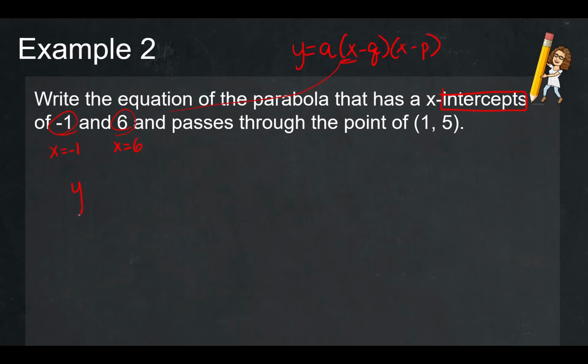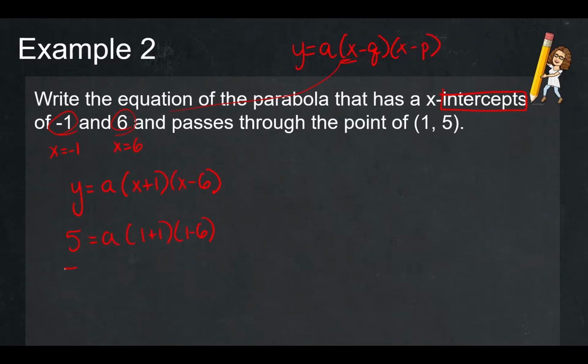Right? So I'm going to go y equals a, and then I'm going to put x plus 1, because that's what I would have solved to get x equals negative 1. And then I would have solved x minus 6 to get x equals 6, right? Now I need to plug in the point (1, 5). So 5 equals a times (1 plus 1) times (1 minus 6).